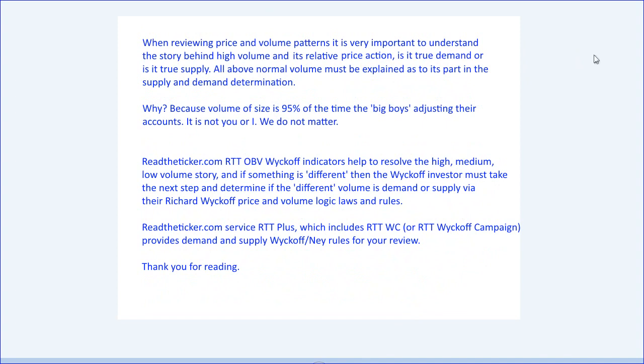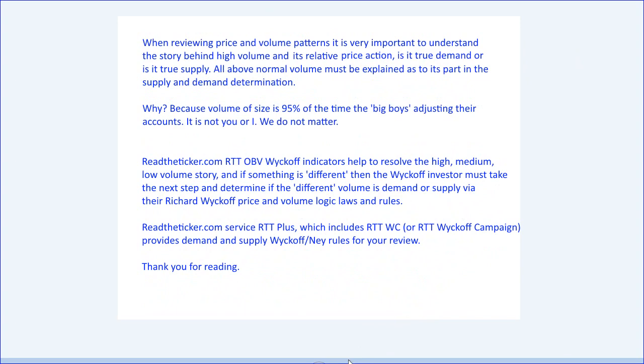Now, as part of the RTT Plus service, which includes the RTT WC service or the Wyckoff campaign service analysis, we provide a list of the Wyckoff Ney rules for your review. It's a bit like volume spread analysis, but we want to know what happens with a high volume, low spread, high volume, wide spread, average volume, low volume, narrow spread, and it just goes through a checklist of when to consider when the demand is strong or supply is strong or whatever. So once you understand those, there's a lot of information about that. You can start to analyse your price chart, and you throw it in with your on-balance volume indicator, or our customised on-balance volume indicator, to see how demand and supply is controlling or not controlling a chart.